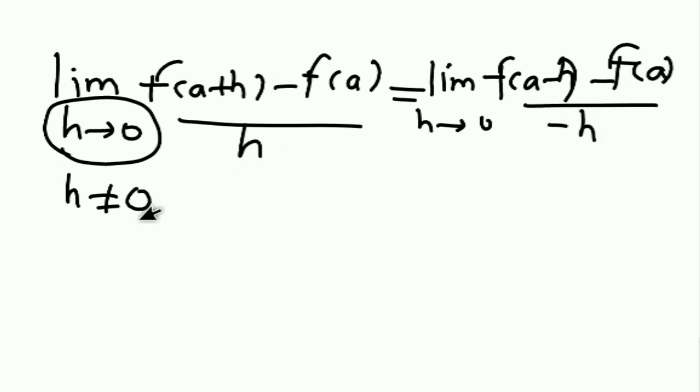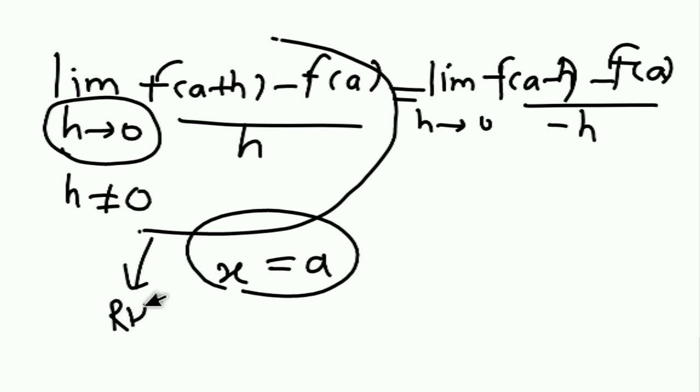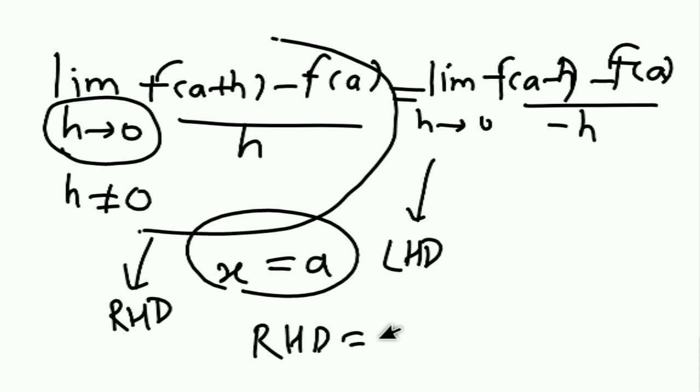So for this, both the limit values should be equal. Then we can say that the function is differentiable at x is equal to a. So this is your right hand derivative. This limit value is called a right hand derivative, and this limit value is called a left hand derivative. So for a given point to be differentiable, at that point you should have right hand derivative equal to left hand derivative.